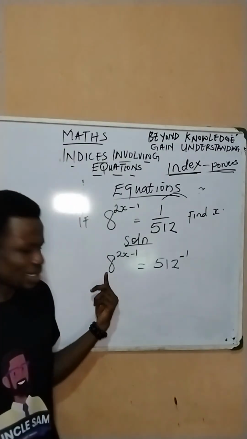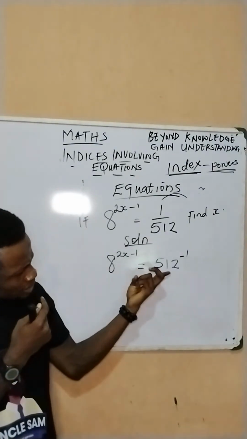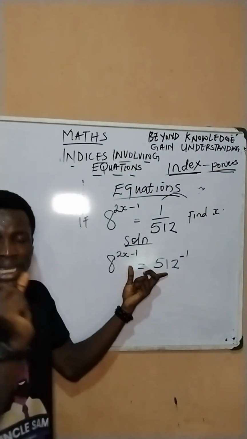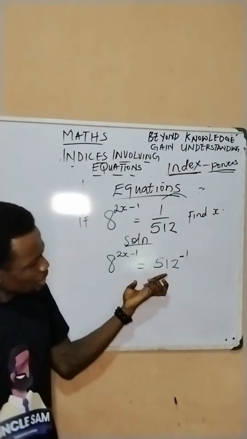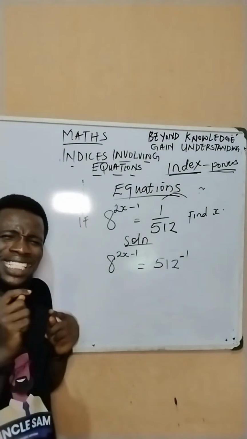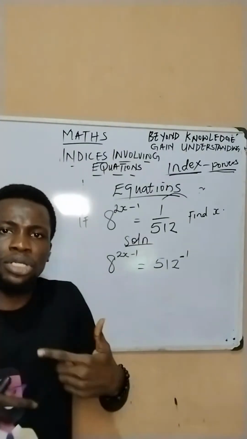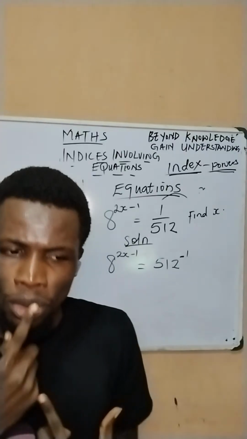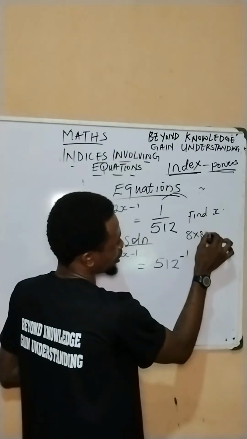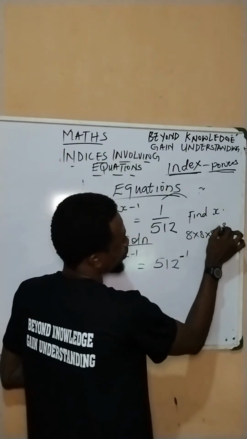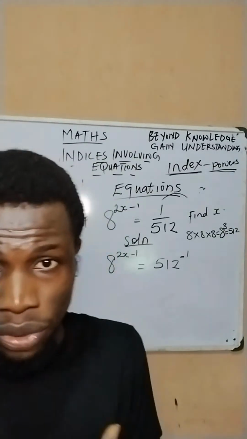Since I have 8 as a base on the left hand side, a natural question should be, is there a way I can reduce this 512? Since index is about reducing a large, complex number into a base raised to a power. So is there a way I can reduce this 512 to have a base that is 8? That means, is there a way I can make 512 from 8 successively multiplying itself? Well, there is. It turns out that 8 multiplied by 8 multiplied by 8, which is the same thing as 8 raised to the power of 3, gives me 512. Aha! So this gave me a clue on what to do here.